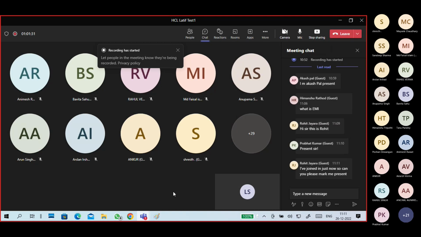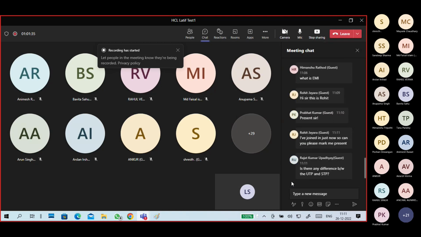I marked the present, that's okay. So Prabhat Kumar is also presenting.